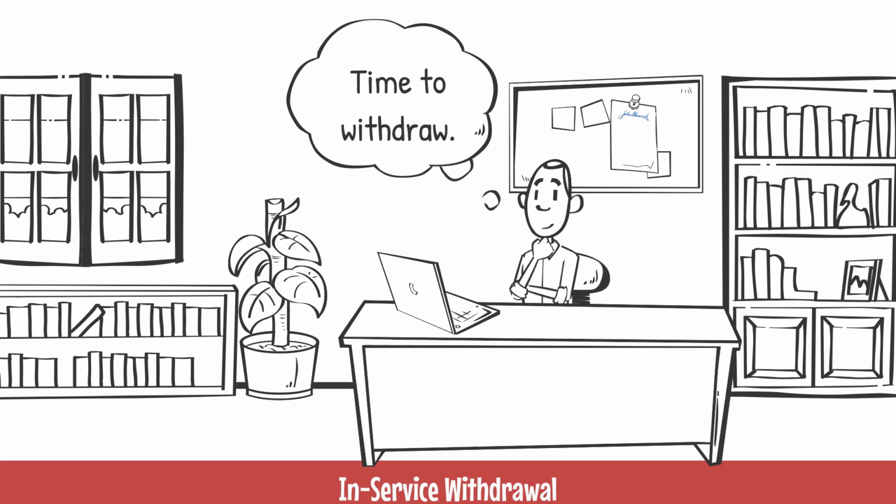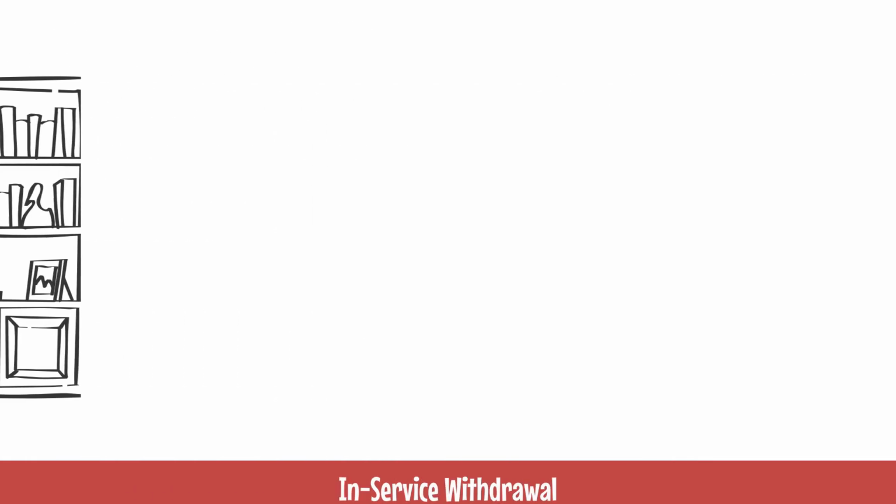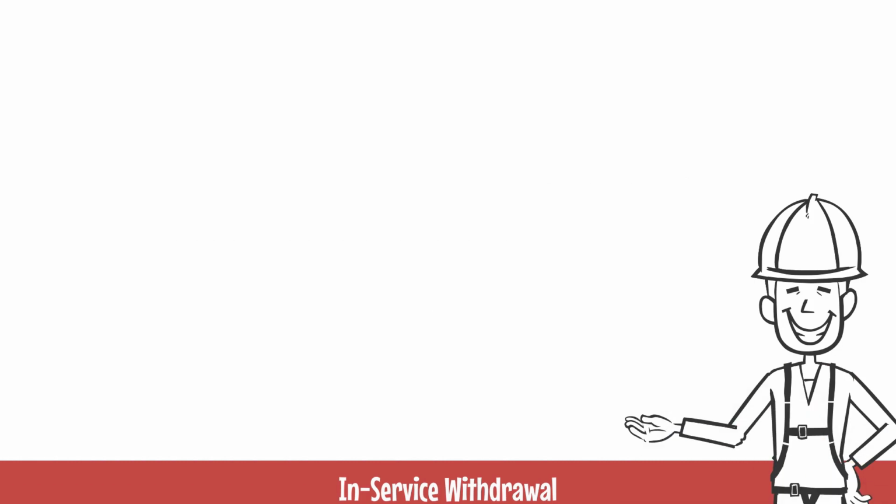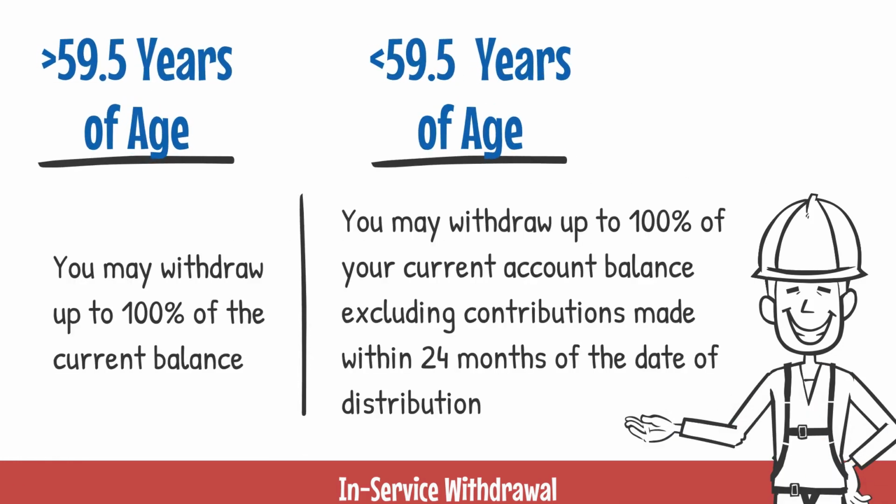If you qualify for an in-service withdrawal, you may elect to have the benefit paid directly to you, rolled over into an IRA or other qualified retirement plan, or have part of the benefit paid to you, and part rolled over. If you elect to split the payment, the portion rolled over must be at least $500. If you are over age 59 and a half, you may withdraw up to 100% of your current account balance.